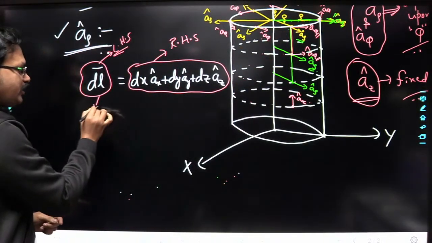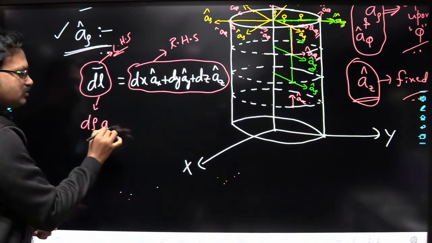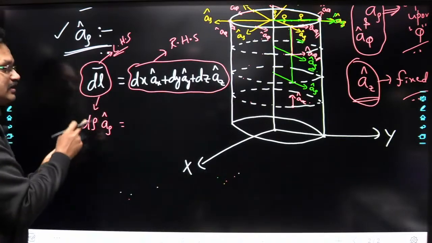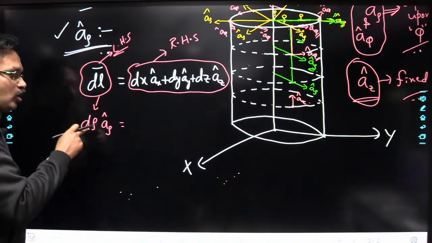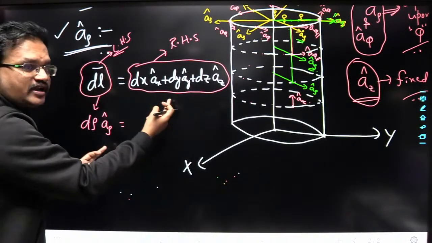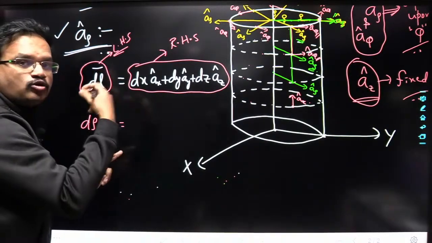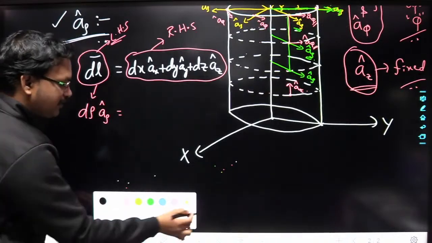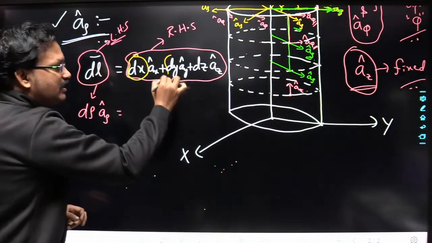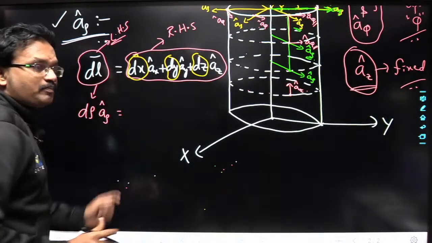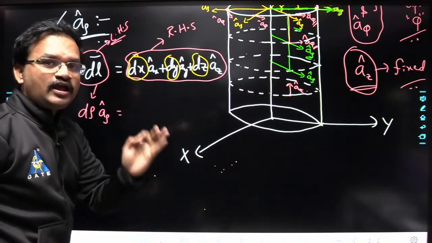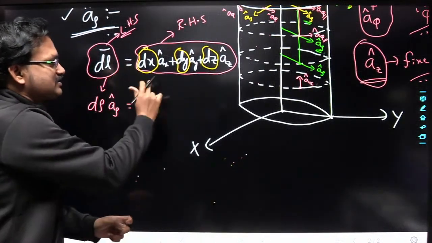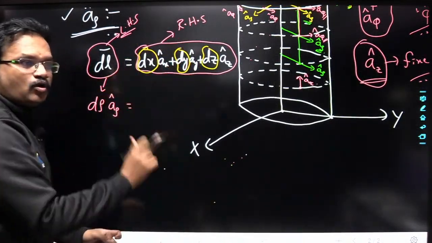That is nothing but d rho a_rho cap, yes or no? So on the LHS, what have I done here? I have determined the differential length by varying only rho. So on the RHS also, I have to perform the same operation. That means I have to determine the dx value, dy value and dz value by varying only rho. Yes or no? So you have to determine dx, dy and dz by varying only rho.